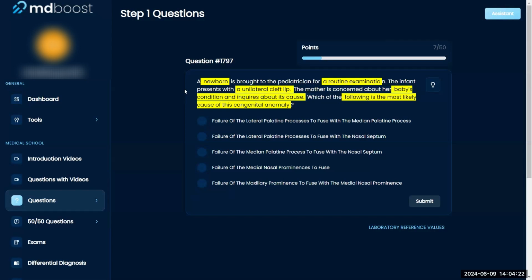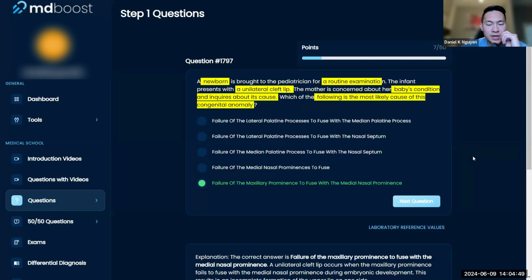Okay. I just reviewed this, so to me it is something with maxillary prominence to fuse with the medial nasal prominence. I'm thinking about that. Let me just look at the other questions. Medial nasal prominence to fuse? No. Medial palatine? No, it's cleft palate. Lateral palatine? Lateral palatine. Oh, yeah, I would go with this. Yeah, 100%, right? So it's going to be the medial nasal prominence, right?